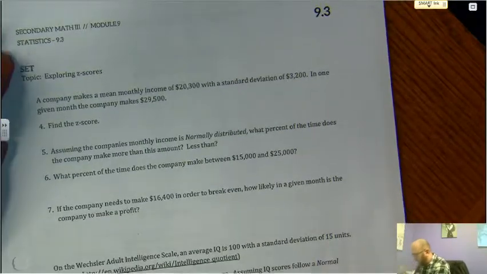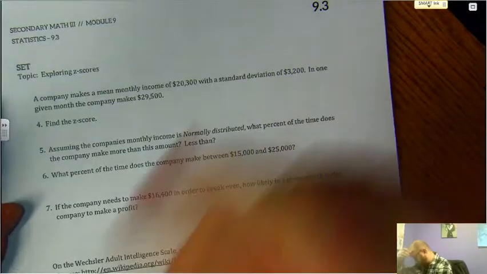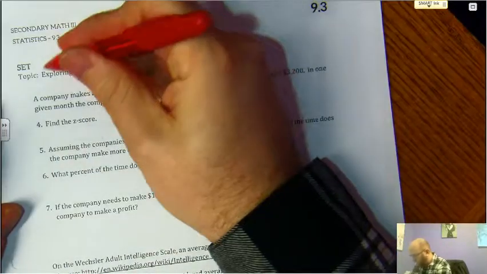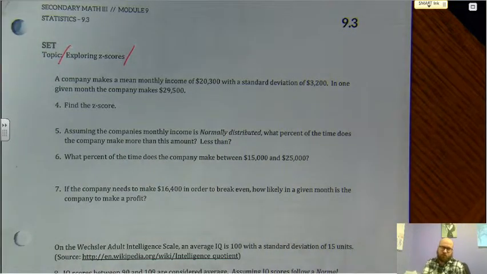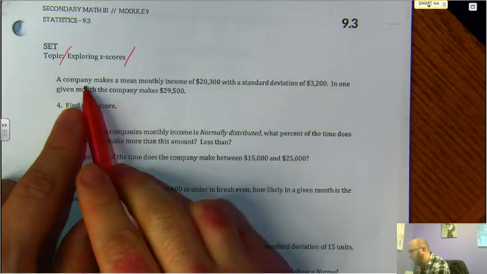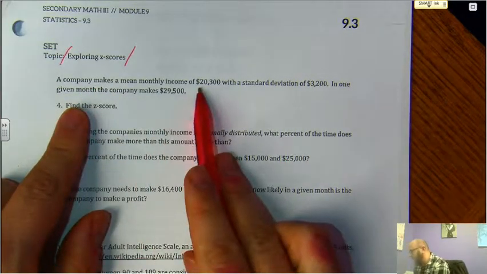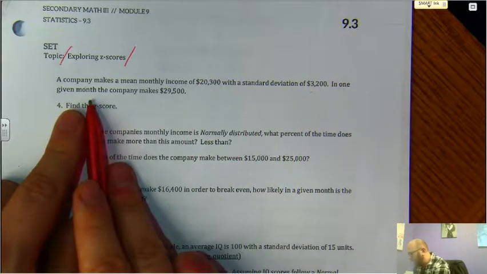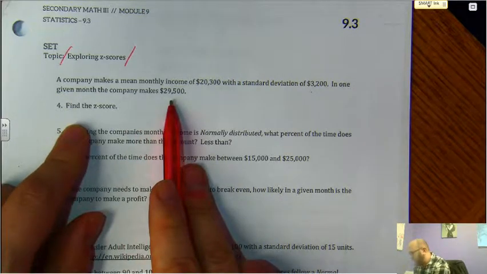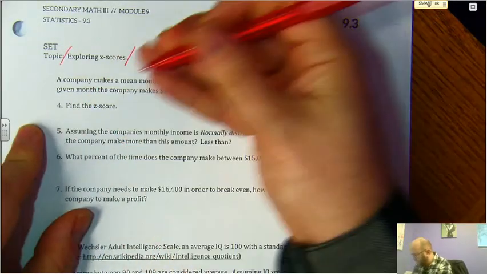Let's go ahead and go to the sets portion where we'll be exploring z-scores. And z-scores are the relation to the mean based on the sigma. So a company makes a mean monthly income of $20,300 and a standard deviation of 3,000. In one given month, the company makes $29,500. So we need to be able to find the z-score. And this goes back to our in-class portion.